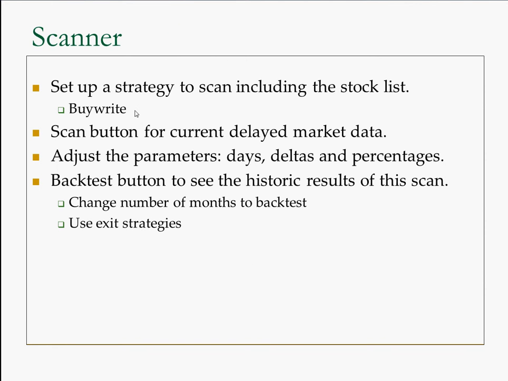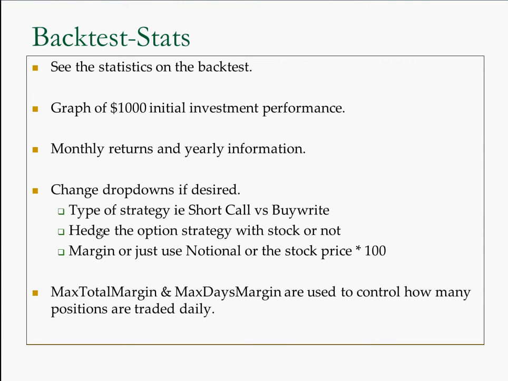Today we're going to do a quick start where we're going to set up a strategy to scan. We're going to press the scan button and get delayed market data. We're going to make sure that those options that we see meet our needs for the days, deltas, or percentages, and then we're going to backtest that strategy and perhaps change the number of months and use an exit strategy. So let's get to the sheet.